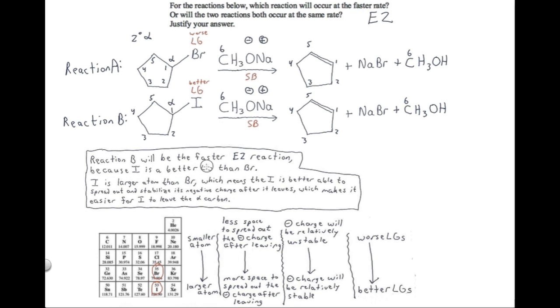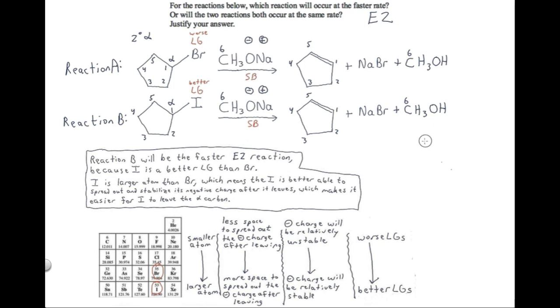Iodide is the better leaving group, we've seen, because it's larger. And having a larger atomic size means the iodide is better able to spread out and stabilize its negative charge after it leaves, which makes it easier for the iodide to leave the alpha carbon in the first place. Now I've probably included a little more detail than the professor would require, but I tried to spell out in detail what the logic is for why the iodide is the better leaving group.